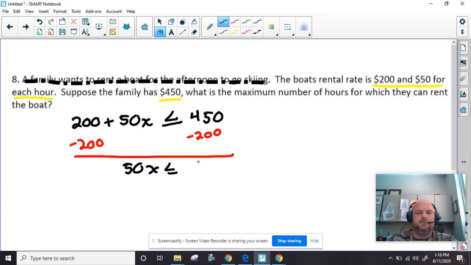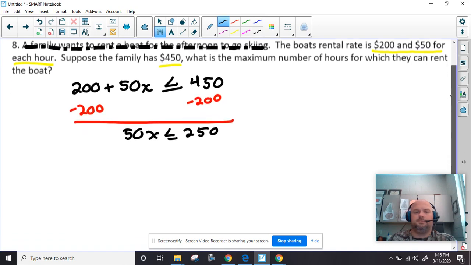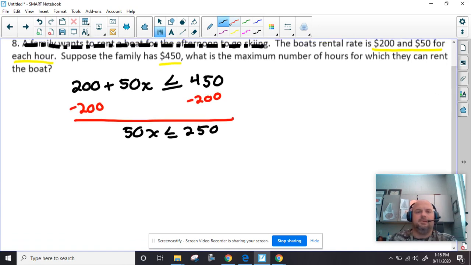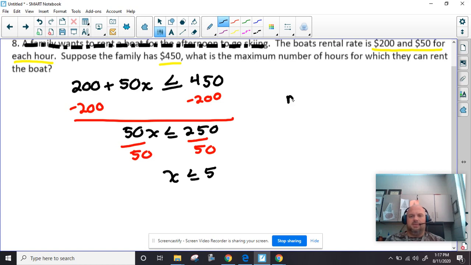50x is less than or equal to 250. So 250 divided by 50 gives 5, so x is less than or equal to 5. So they can, this is a maximum of 5 hours. Okay.